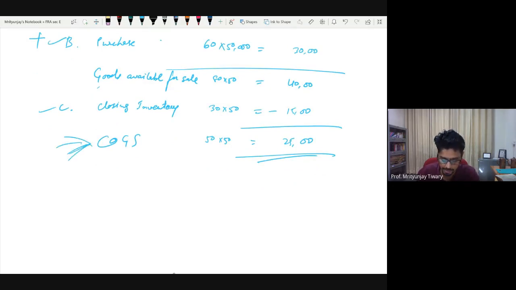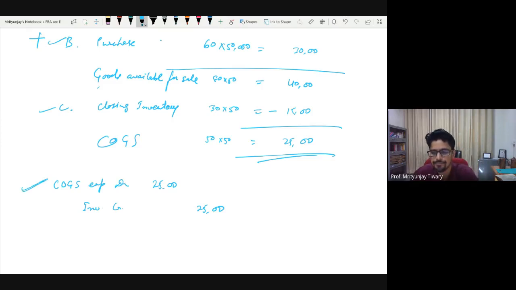Let's say this sale would have happened in some 500, 600 different installments. Every time some people are purchasing something, some inventory is going away. But when you are doing the entry, in just one entry, you will record all of this. You will say cost of goods sold expense debit, and inventory credit, 25 lakhs. This is the journal entry you will pass today. When did you do it? When the accounting period has ended.